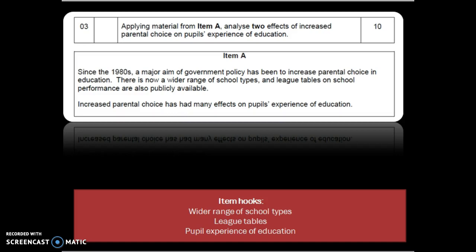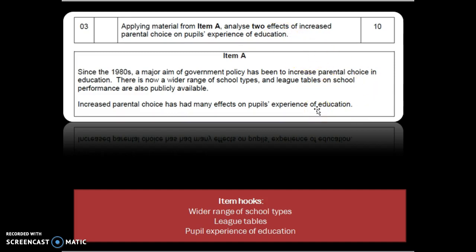Okay, so just making sure that we are linking it to all those parts of that question. Your item hooks, on the other hand, first sentence is what the examiners refer to as preamble. To me, that is just rewording the question. Okay, there's nothing really there beyond the question. It's the second sentence where there is the 2 item hooks: the wider range of school types, and the league tables on school performance. And don't forget, you've got that third little bit of a hook which is linking to that part of the question, and it's reminding you once again to make sure that you are linking it to pupils' experience of education. So you've got two reminders there to link it to.